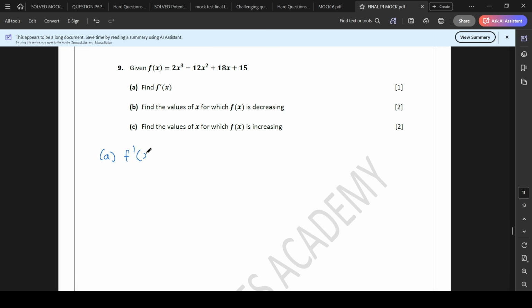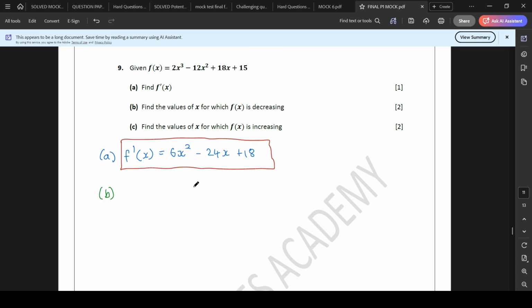f dash x will be equal to 3 twos are 6, 6x squared minus 24x, and then plus 18. The derivative of a constant is 0, so I'm not writing 0. But this becomes the answer for my first part. Straight and easy. Oh yeah, that is why it is 1 mark. Let's move on to the next question, part B. Find the value of x for which f of x is decreasing, and then find the value of x for which f of x is increasing.